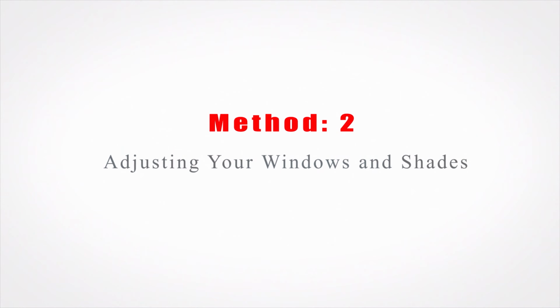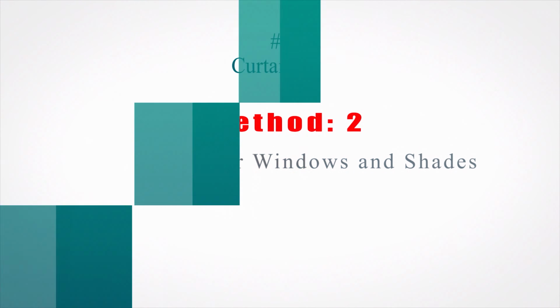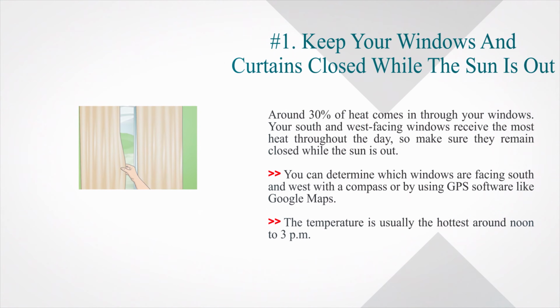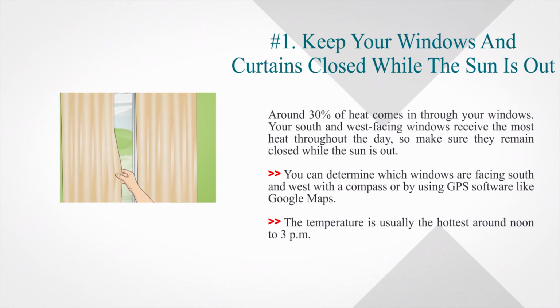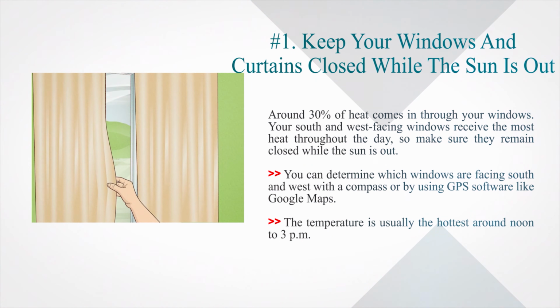Method 2. Adjusting your windows and shades. Number 1. Keep your windows and curtains closed while the sun is out. Around 30% of heat comes in through your windows.